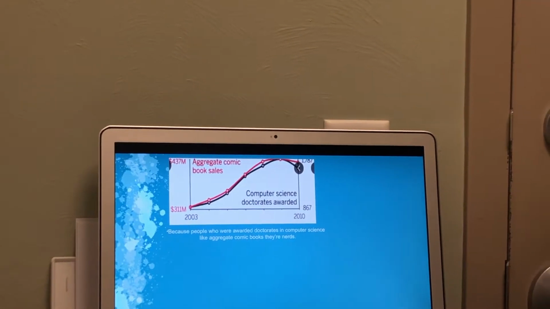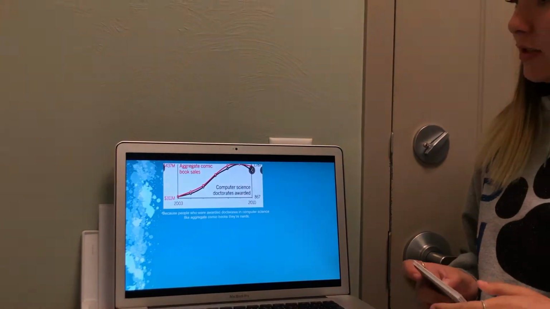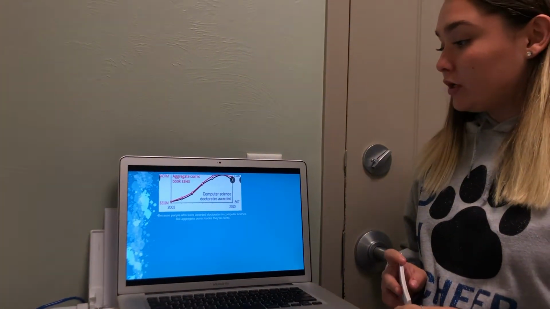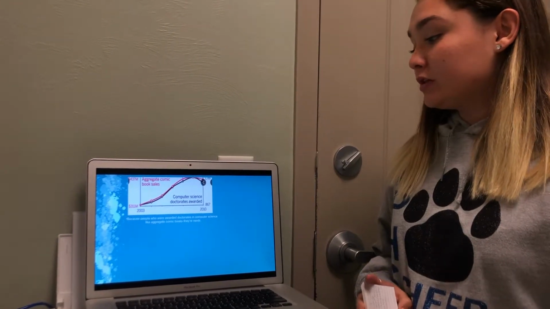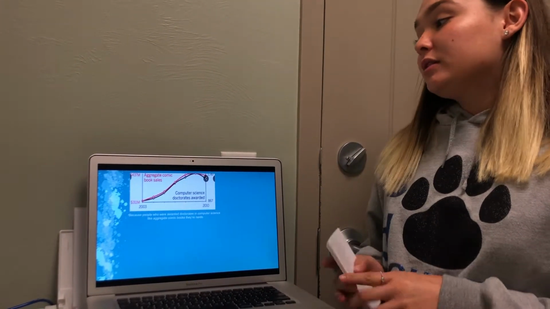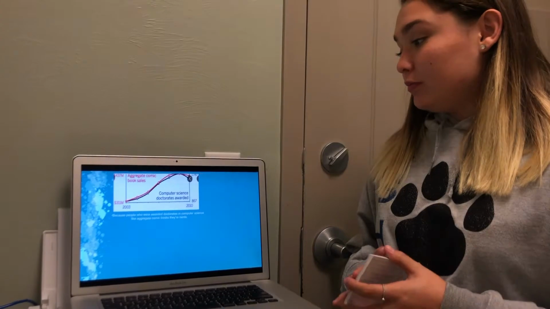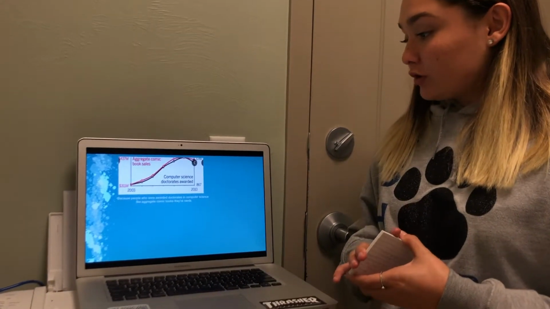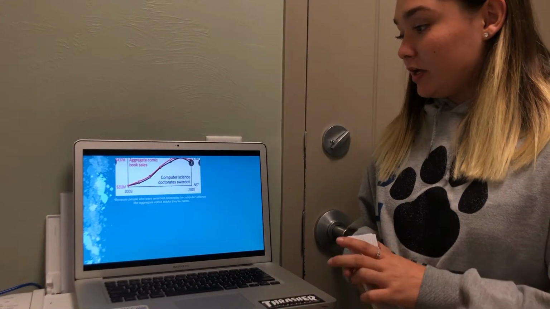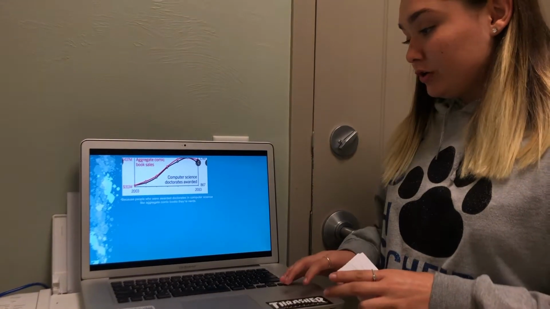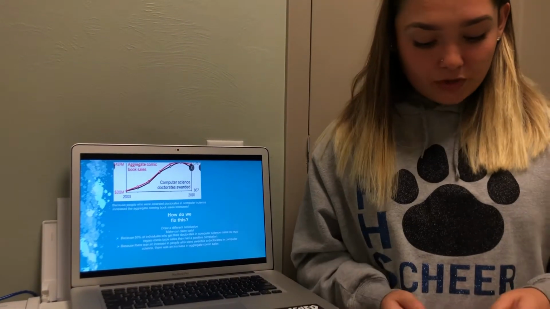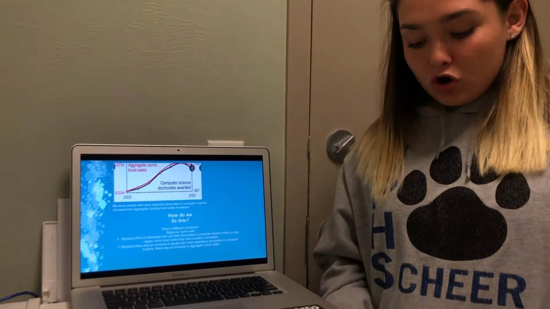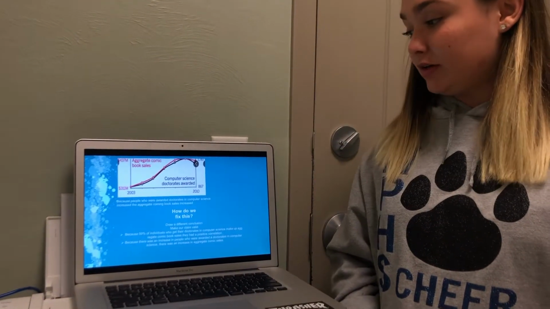So we're going to have a statement that states that people who were awarded doctorates in computer science like aggregate comic books because they're nerds. This statement implies that people who have doctorates in computer science and like aggregate comic books are nerds. So how do we fix this? We can either draw a different conclusion or provide evidence to make the claim valid.